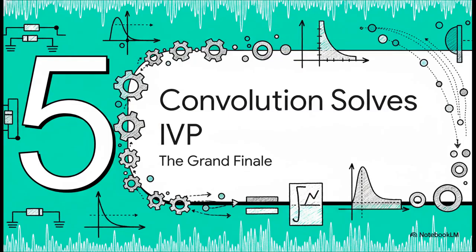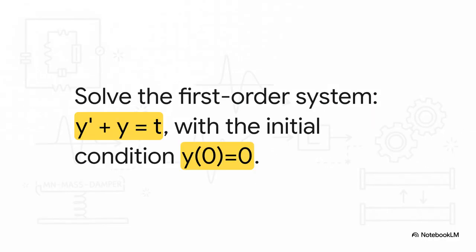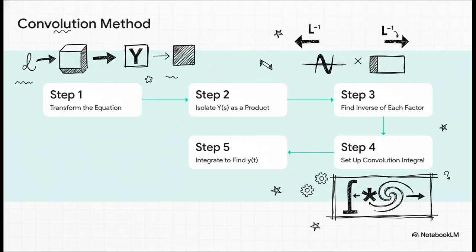All right, let's get ready for the grand finale. We're going to tackle another initial value problem, but this time we're going to specifically pick one where the convolution theorem is the cleanest, most direct path to the solution. Here's our second problem. It's a simple-looking first-order system with a forcing function of just t. Now sure, we could probably solve this with other methods you've learned, but we're going to use it to really show off the power and, honestly, the elegance of using the convolution integral.